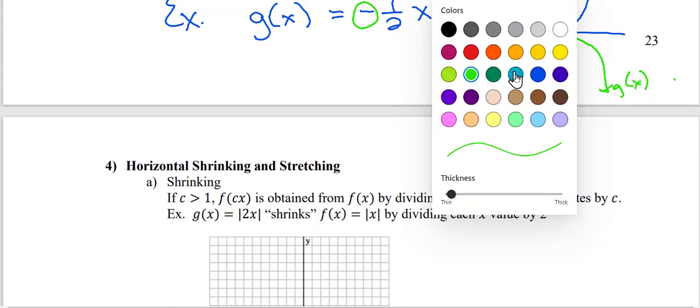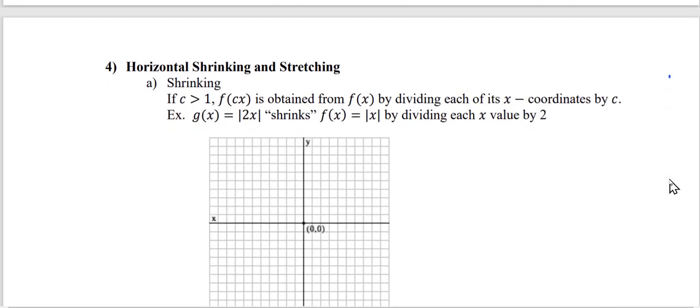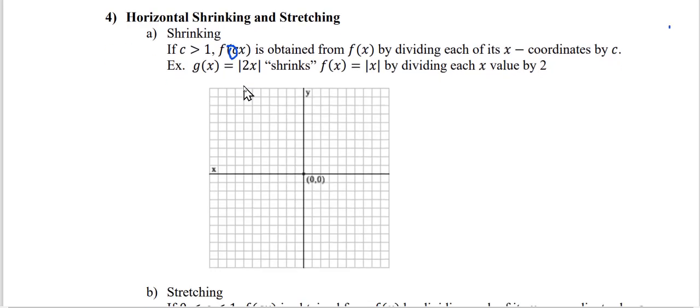Let's talk about our last translation, which is horizontal shrinking and stretching. Very, very similar. The behavior, though, is changing the x values. And just like with the horizontal translations, left or right, the opposite of what you would expect happens. The same thing happens here. Instead of multiplying by that number, you have to divide the x coordinates by that c value on the inside. Let me show you what I mean.